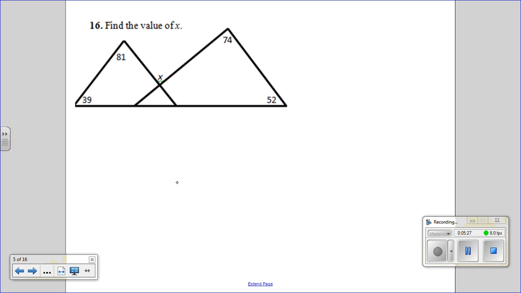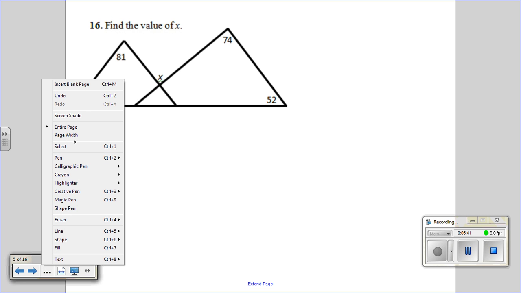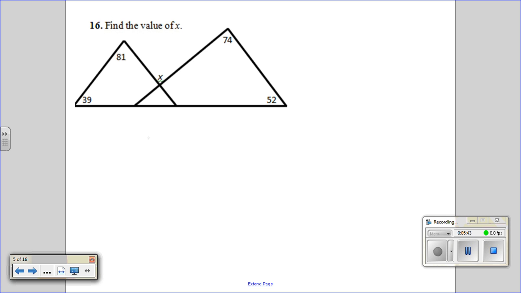This one would like for us to find the value of x. What you should notice is that there are two large triangles overlapping to form a smaller triangle. So the first thing I would do is find the missing angles of the larger triangles. For example, this larger triangle is missing this corner here. To find that corner, I would take 39 plus 81 and get 120. And I know I would need to subtract that from 180 to get that missing piece. So it would be 60.